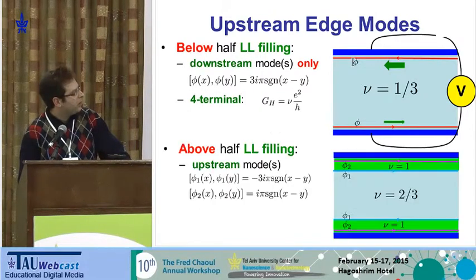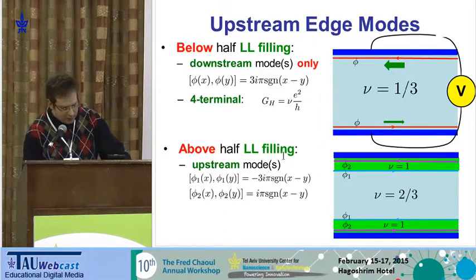But now when we go to more complicated states, like filling 2/3, things get more complicated. So in the 2/3 case, we can understand that as having a state of nu equals 1, and on top of it, a state of nu equals 1/3 of holes. And the end result of that is that we are going to expect to have two modes, one going to the right or downstream along here, and the other one going upstream in the opposite of the expected direction. And naively, if we have modes going in both ways, we would not expect to have the Hall conductance quantized.